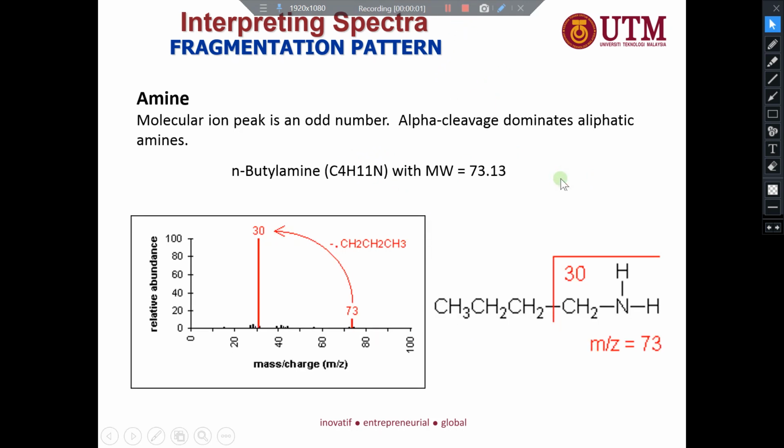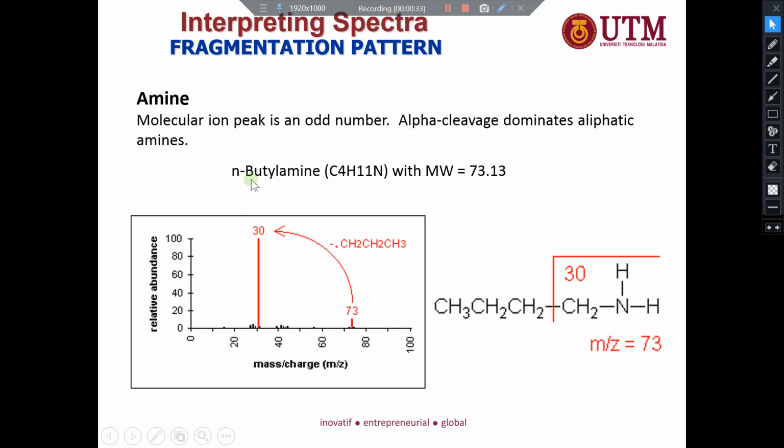Alright, in the next slide, we will look into the fragmentation pattern for amine, whatever you can call. Molecular ion peak is an odd number. Alpha cleavage dominates aliphatic amine. Okay, molecular ion is an odd number. Okay, about amine, the molecular ion peak is an odd number because the number of valence electrons at nitrogen is actually odd as well.